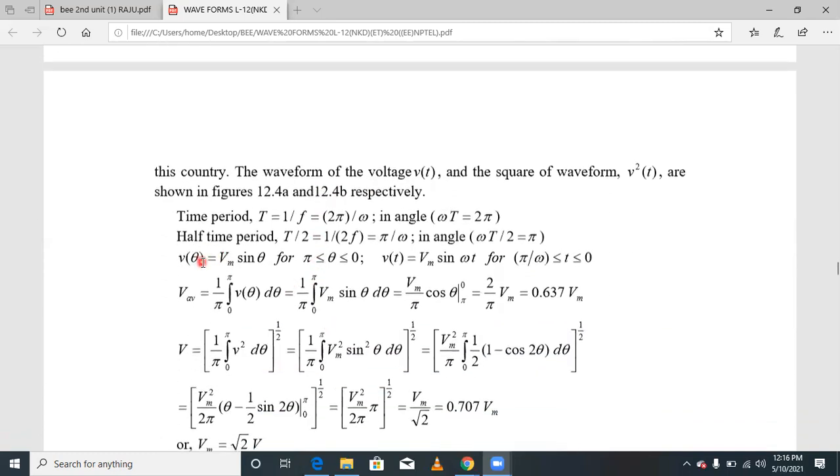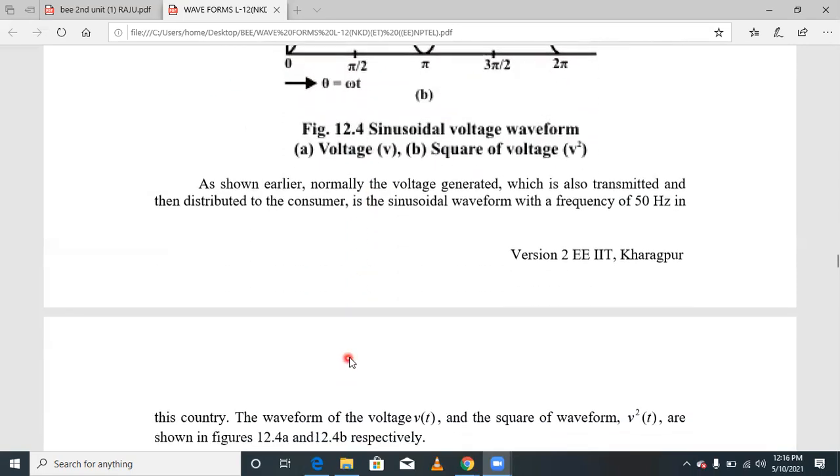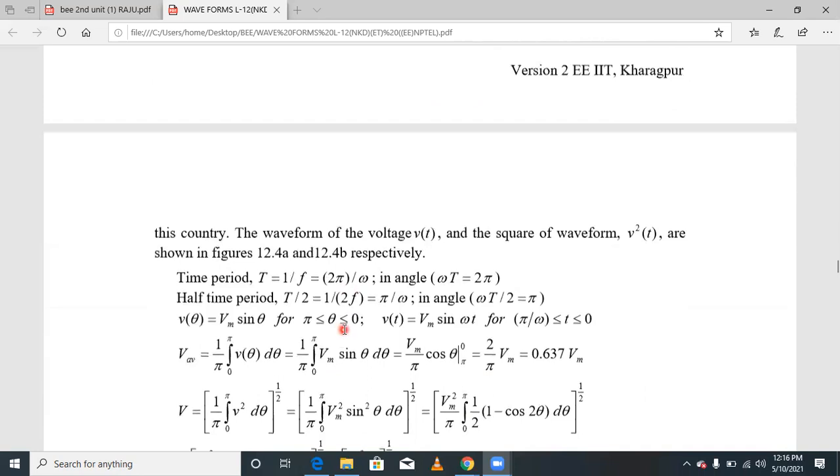So you know well, we have V of t is equal to Vm sin omega t. This is called a sinusoidal waveform. V of t is equal to Vm sin omega t for 0 less than or equal to theta less than or equal to pi, and V of t is equal to Vm sin omega t for 0 less than or equal to t less than or equal to pi by omega. This is for an angle, this is for a time period.